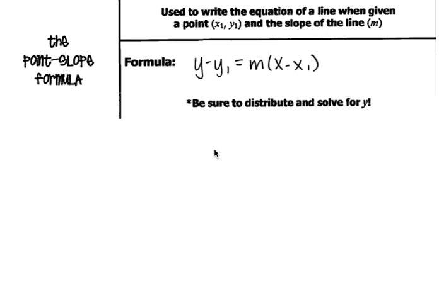So that y1, x1, that's going to be given to you, and the m is for the slope, and that should be given to you as well. So the other key thing is to remember to distribute your slope inside the parentheses. Okay, and then you'll solve for y. So let's look at an example just to see how this works.